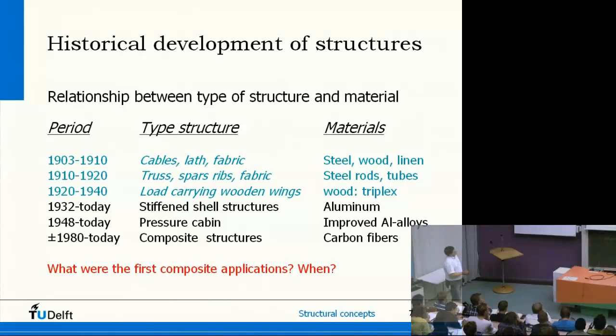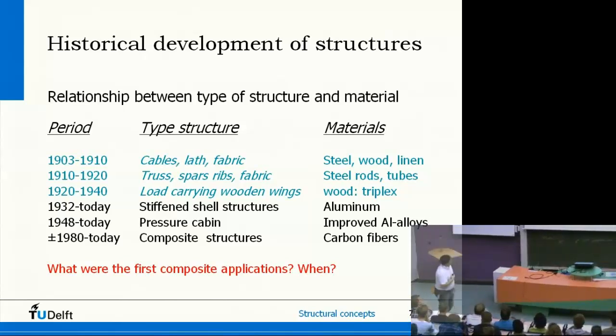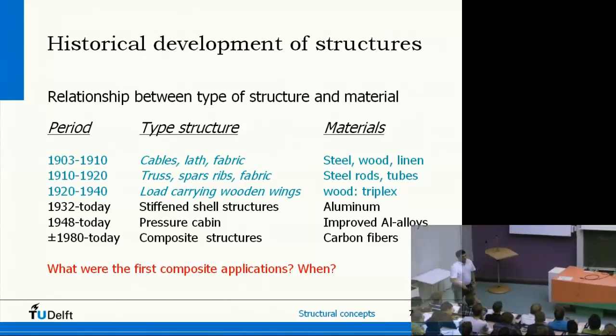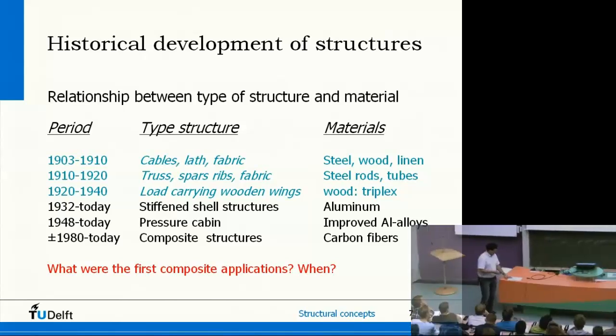Well, these are the old days. We have a lot of cables, a lot of wooden lath. These are flimsy elements made of wood, fabrics, linen, for instance, to cover up wings and fuselages. Later, more trusses, spars, ribs, load-carrying wooden rings. So far, and then I will later return to the other ones.